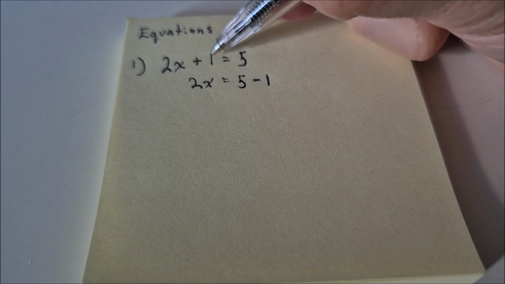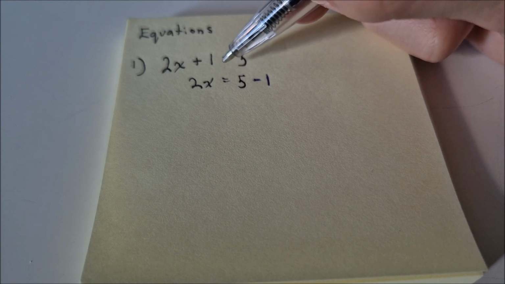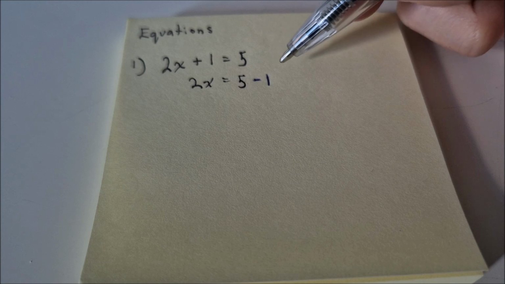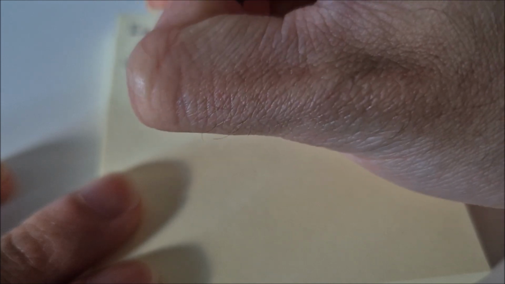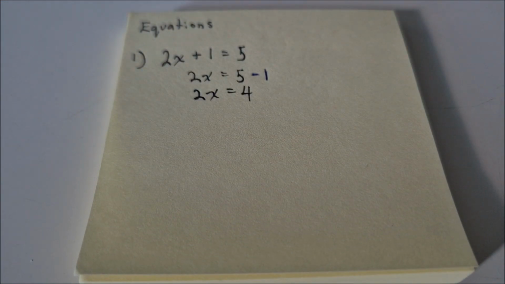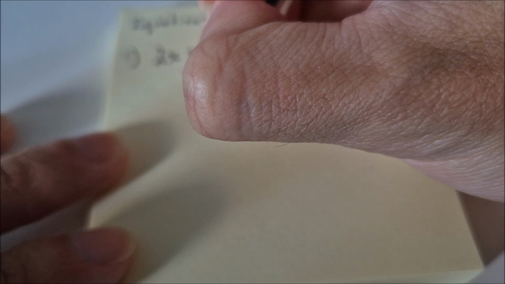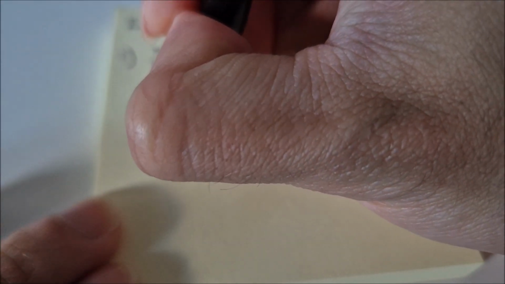What happened here was the 1 from the left hand side disappears because 1 minus 1 is 0. And on this side we have 5 minus 1, which is just 4. So this becomes 2x equals 4. Next we have to divide both sides by 2, right, to isolate the x. So then this just becomes x equals 2.